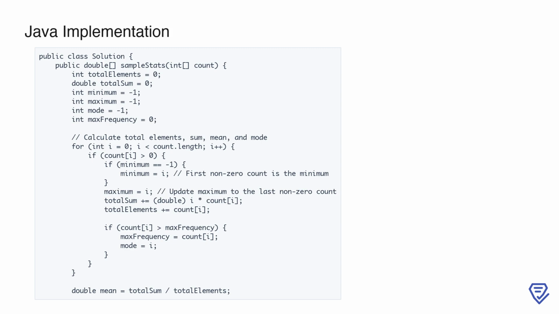Next, we iterate over the count array. For each non-zero count, we update the minimum if it hasn't been set yet, and adjust maximum to reflect the current index. The total sum is updated by multiplying the value at the current index by its frequency, and total elements is incremented by the count at that index. Additionally, if the current frequency exceeds max frequency, we update mode to the current index and max frequency to the new highest frequency. Finally, we calculate the mean by dividing total sum by total elements.